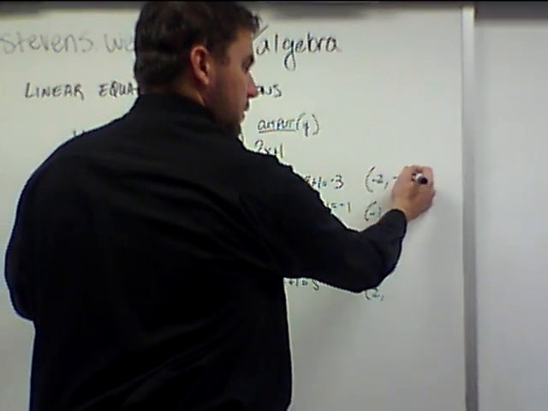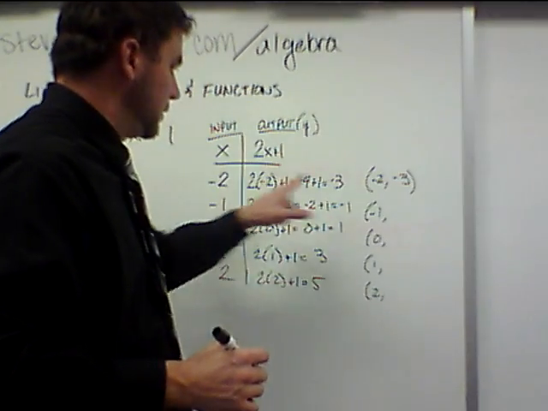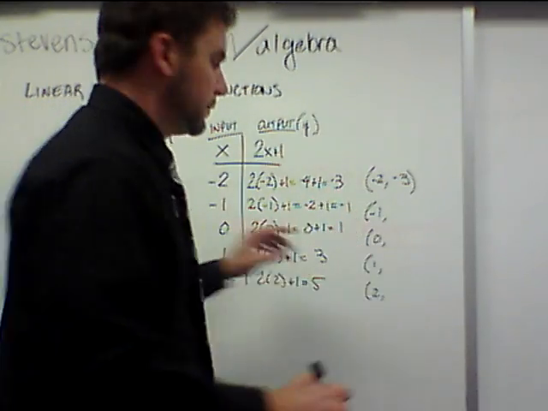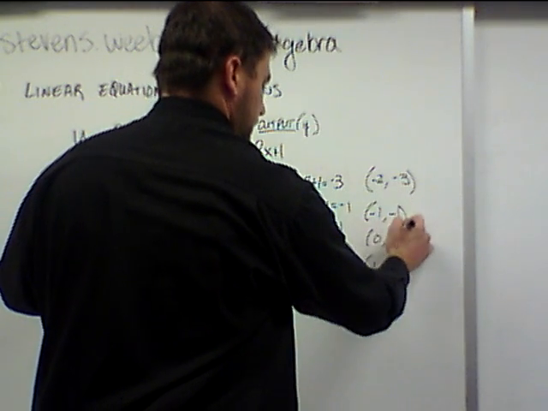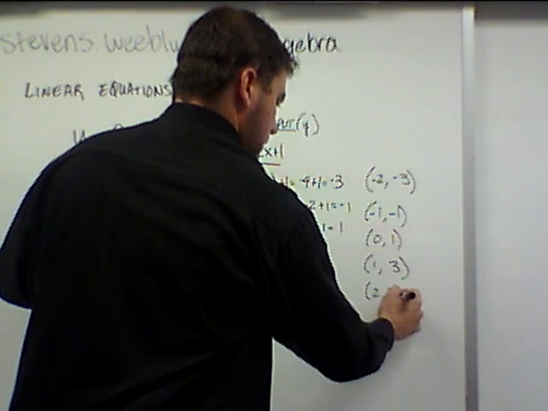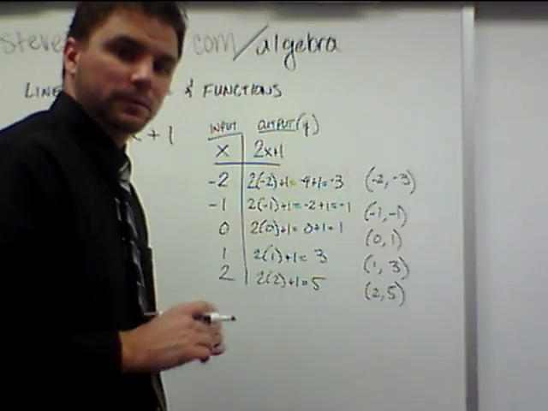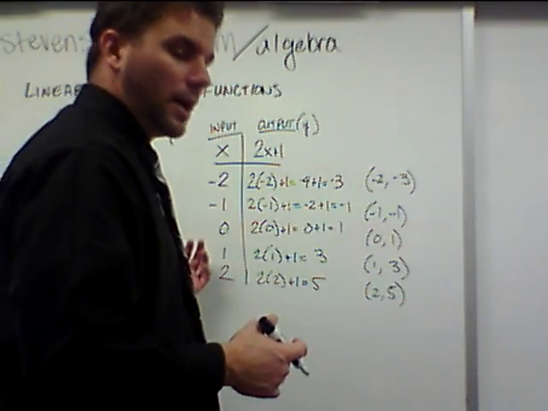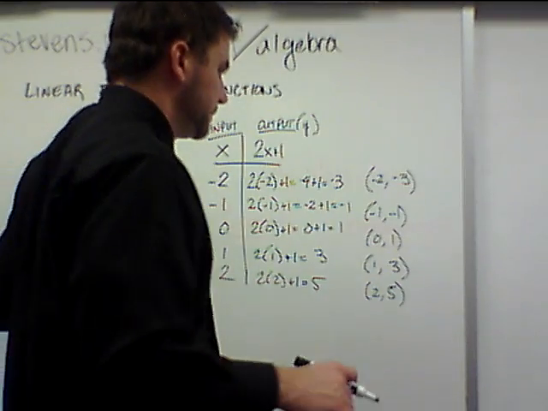So in this one, my point is -2, comma -3. -1, comma -1. 0, 1, 1, 3, and 2, 5. So I have these 5 points. Now what I'm going to do is plot them and see what happens.